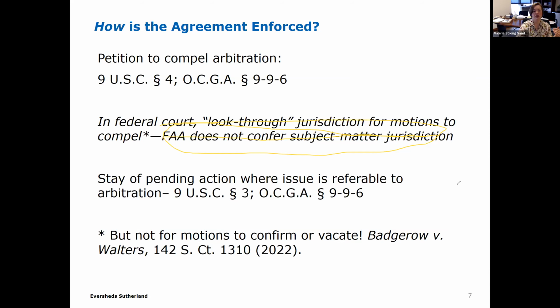So again, you want to look through the relevant portion of the federal or Georgia statute, but broadly speaking, the process is going to be to file a motion or petition to compel arbitration with its own standalone jurisdictional basis. You're going to ask the court, if there's a pending action, to stay the case while we go and have our arbitration.